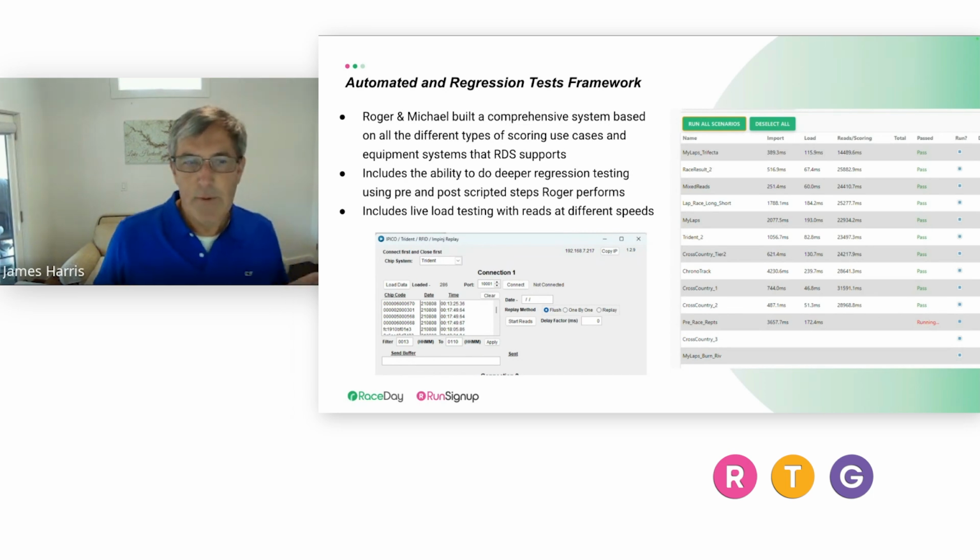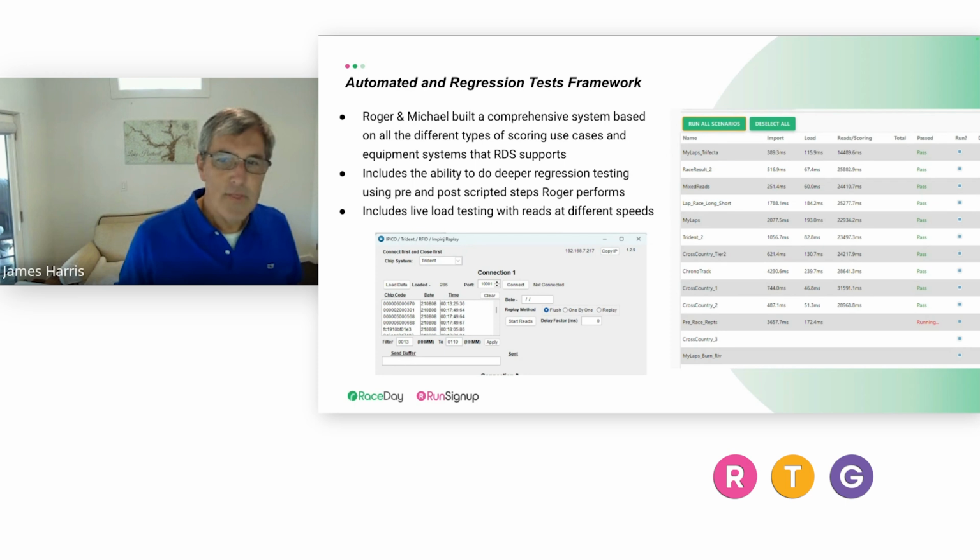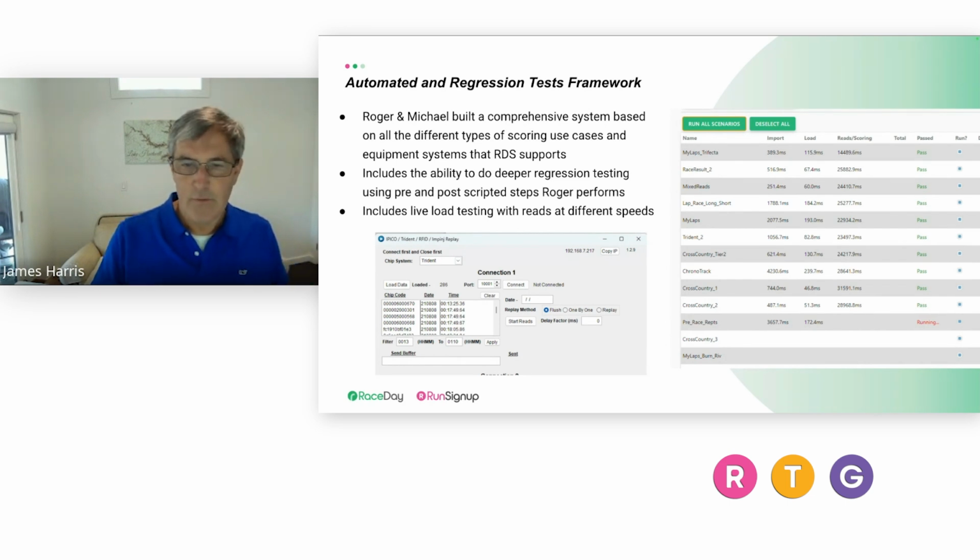But we also have the ability to do pre and post steps that Roger can do to go with a deeper regression. The other thing he's built is a live replay tool where we can simulate, at even 10x speed or 100x speed, a large amount of processing of reads. We had an Austin Marathon, which had a ton of reads, and we were in the middle of processing, and we were able to see, as a user, how our system was handling the interface while all this pre-processing was happening.